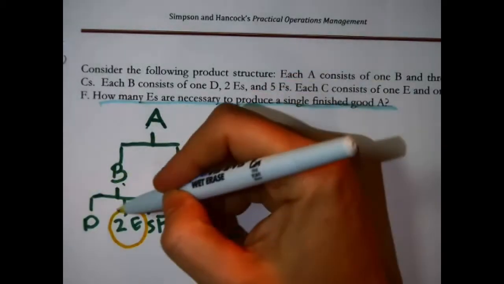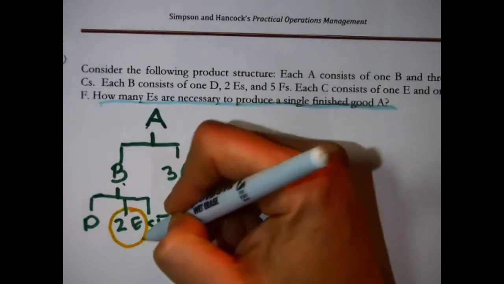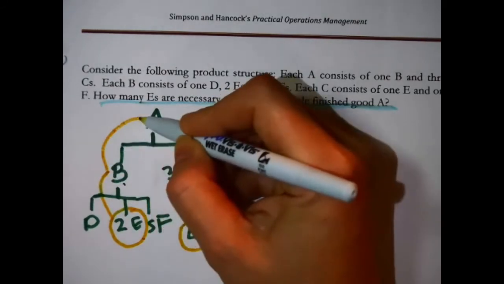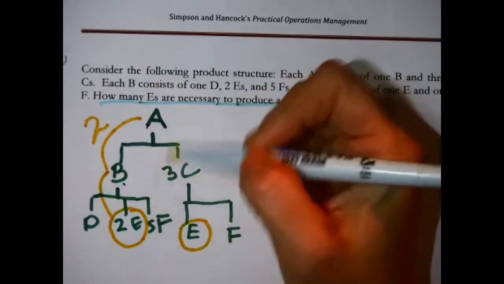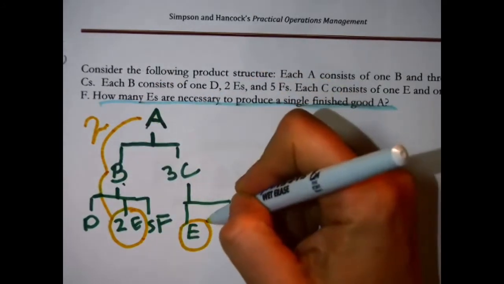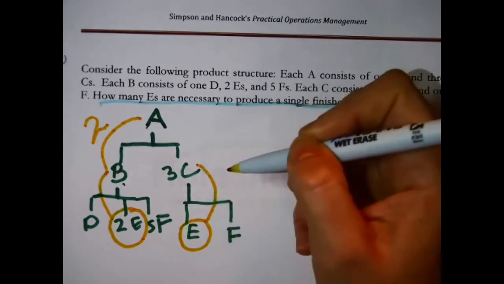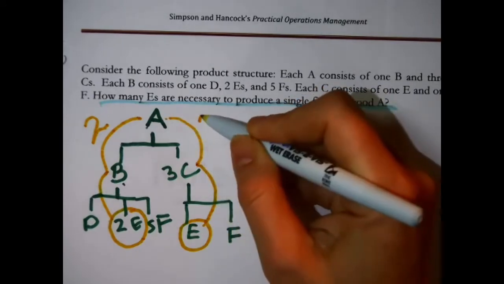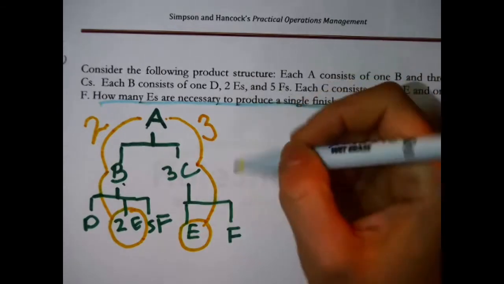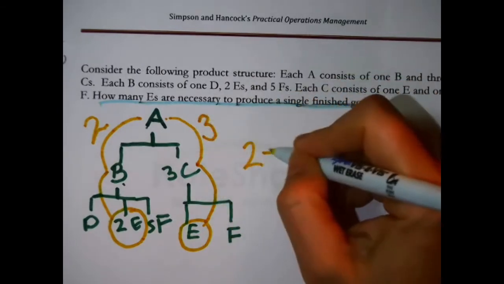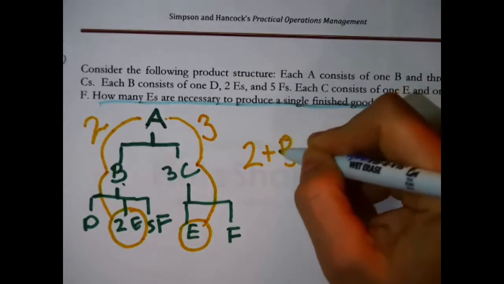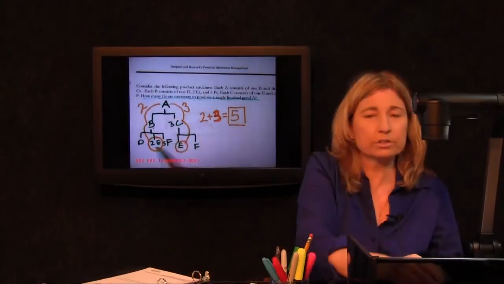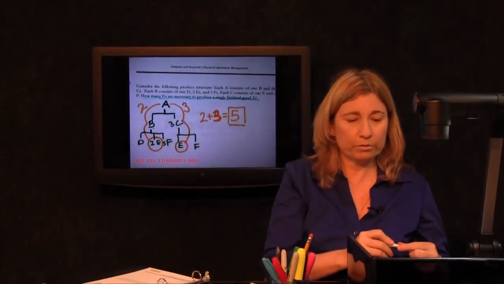I think of this as multiply up the diagram. You need 2 E's to produce 1 B, so that's 2 times 1 to produce 1 A. So basically we need 2 E's from this direction. You need 1 E to produce 1 C, but you need 3 C's to produce 1 A. So that's 1 times 3 times 1. That is 3 E's from this direction. When we've accounted for them all, 2 plus 3 equals 5. You need a total of 5 E's to produce 1 finished good A.